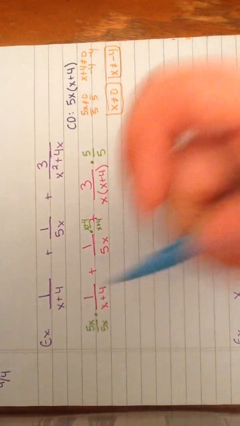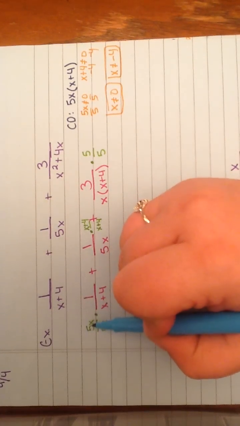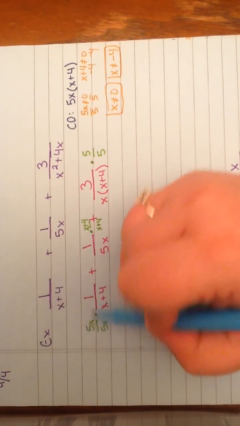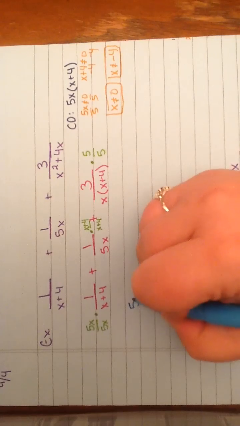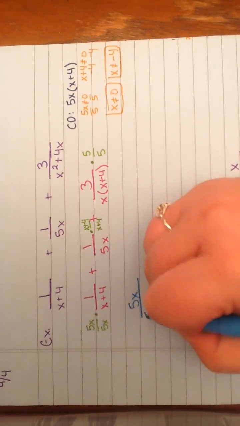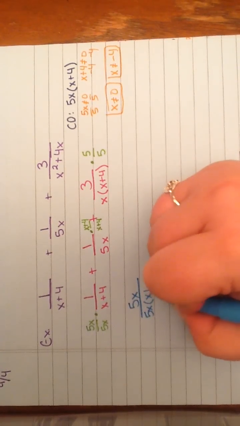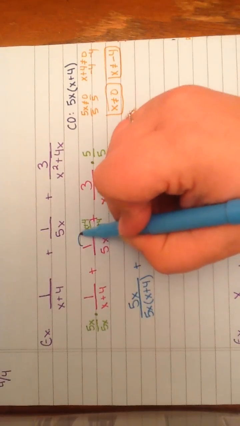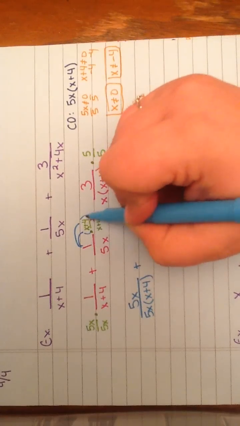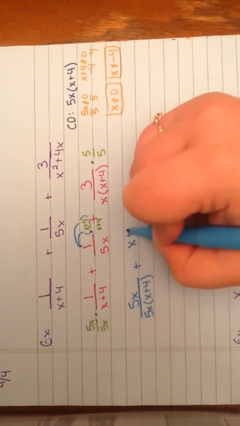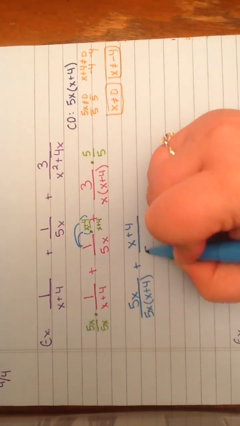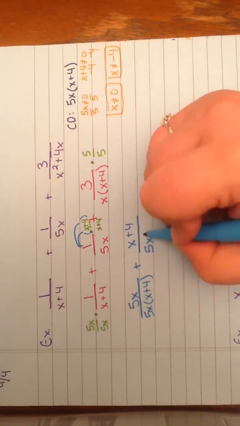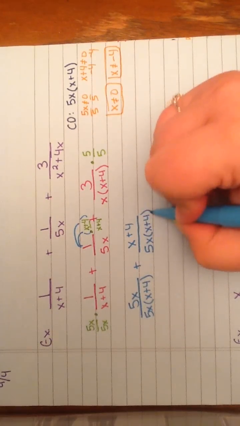Okay, now for the distributing, or just multiplying, I guess, on this one. 5x times 1 is going to be 5x. The denominator is going to be 5x and x plus 4. Here I do have some distributing, but it's just a 1, so it doesn't change anything. So my numerator is going to be x plus 4, and my denominator is going to be 5x times x plus 4.